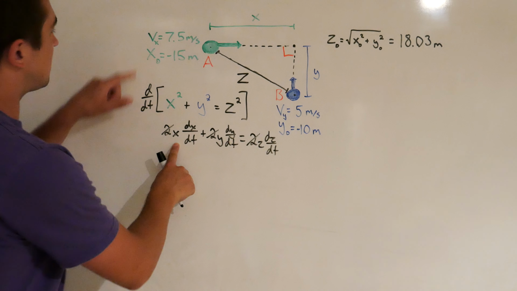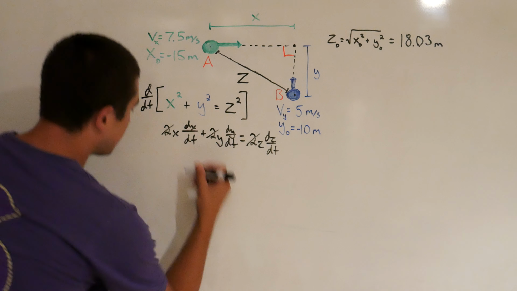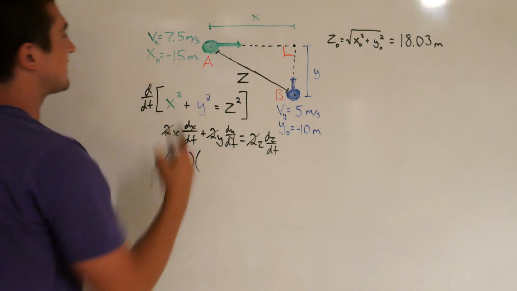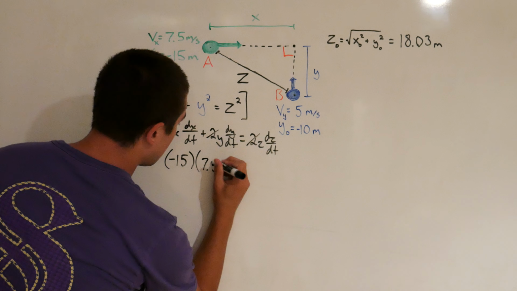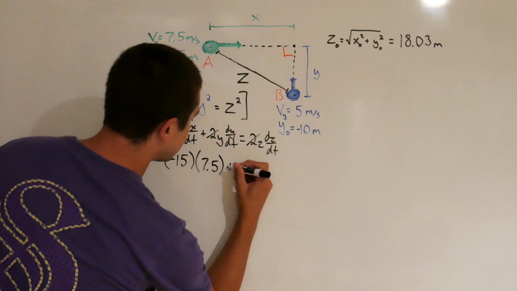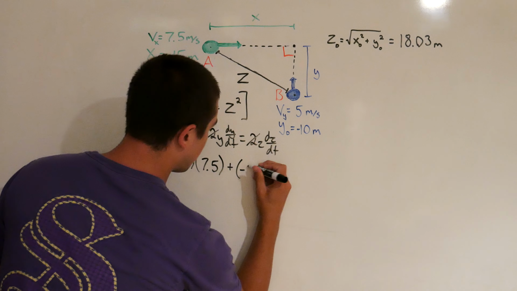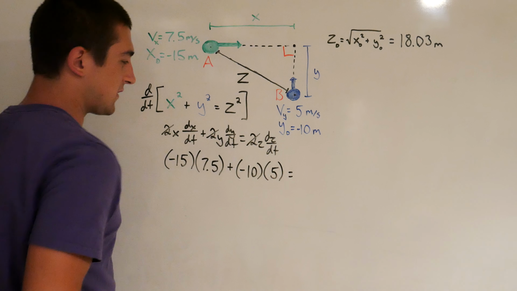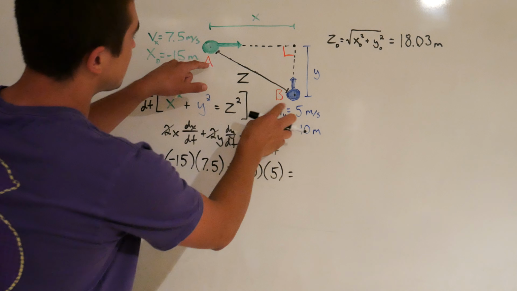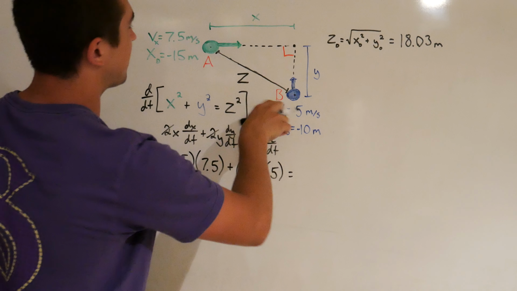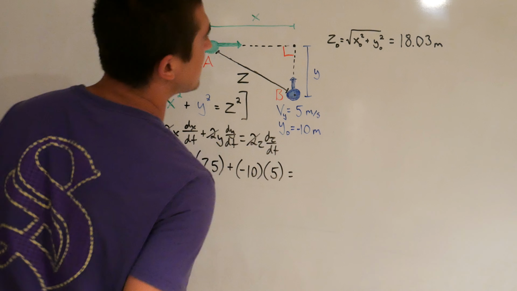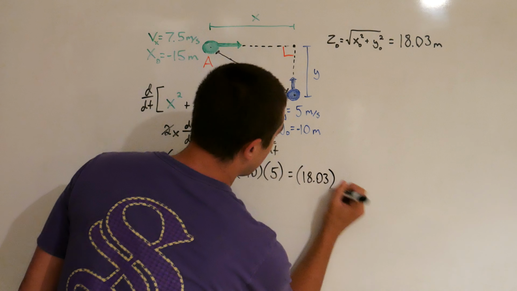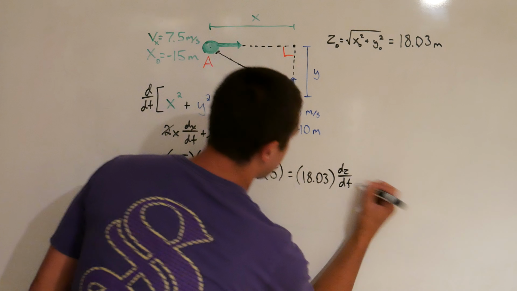And plugging in our initial x position, we have minus 15 times velocity in the x direction, 7.5, plus initial y position, minus 10, and velocity in the y direction, which is 5, is equal to z, and the initial distance between these 2 points I already calculated because it's just using the Pythagorean theorem. It's 18.03 meters. So 18.03 times dz/dt, which is what we want to solve for.